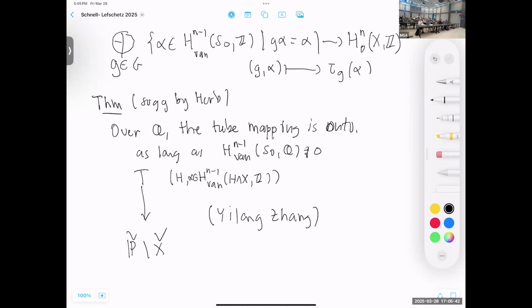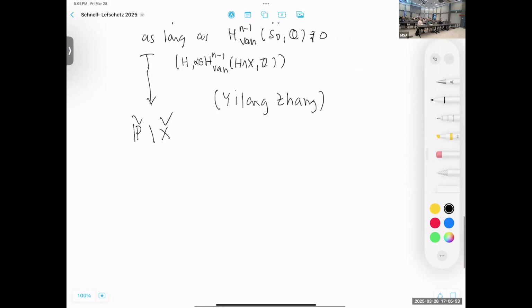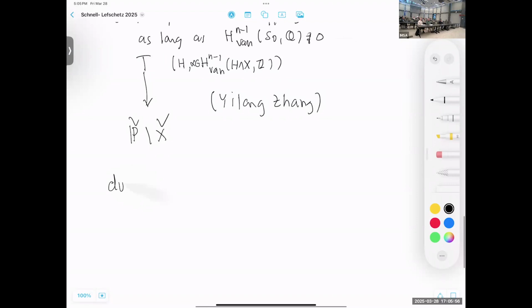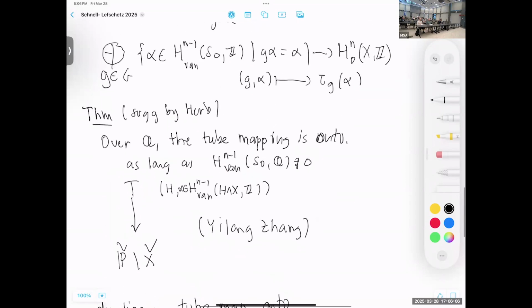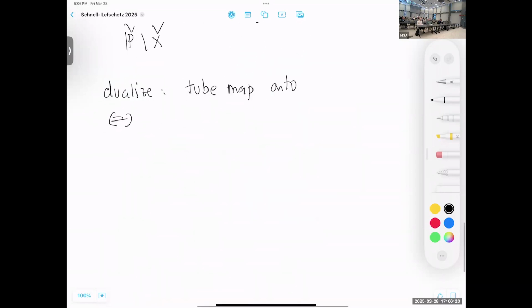So the first thing that I will do is reformulate this map dually. Instead of trying to show that this map is surjective, I'll dualize it and show that the dual map is injective. That's the formulation that's easier. So the tube mapping will be onto only if the dualized map is injective. If I dualize it using the intersection pairing, the primitive cohomology becomes the primitive cohomology again. But on the left-hand side, I'm going to get a product, and instead of having kernels of G minus the identity, I'm going to have co-kernels. So the dual map is going to look something like this.